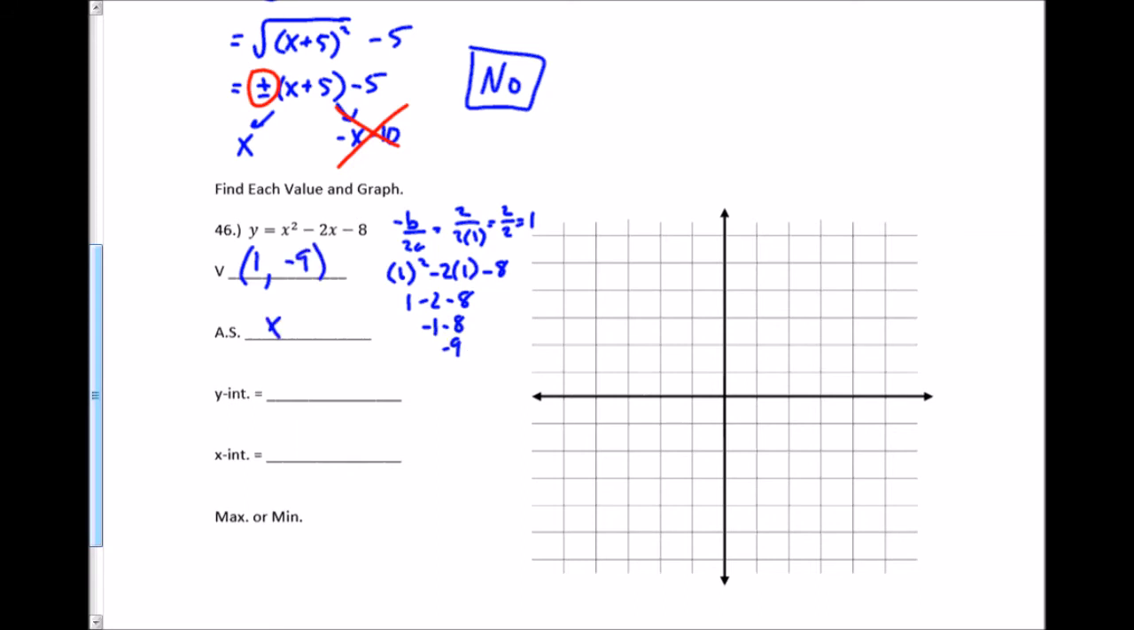The axis of symmetry is x equals the x value from the vertex. The y-intercept, I plug a 0 in for x. And if I plug zeros in here, it's going to leave me with this guy, the -8.